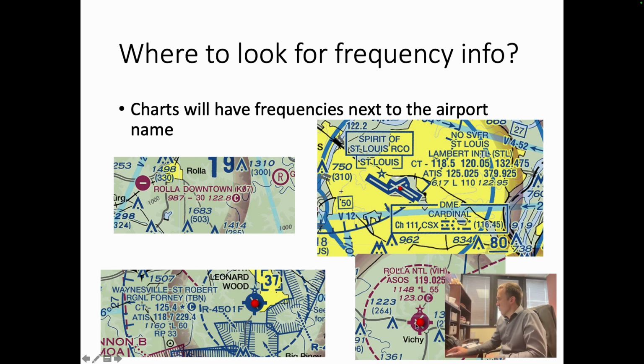Here's one more example, the Vichy Airport, or the Rolla National Airport in Vichy. This is going to, again, have a CTAF frequency there, 123.0. And again, our little C symbol denotes that we have a CTAF frequency here. So this is just some examples of what this will look like on charts, and we'll talk more about this when we talk about charts.